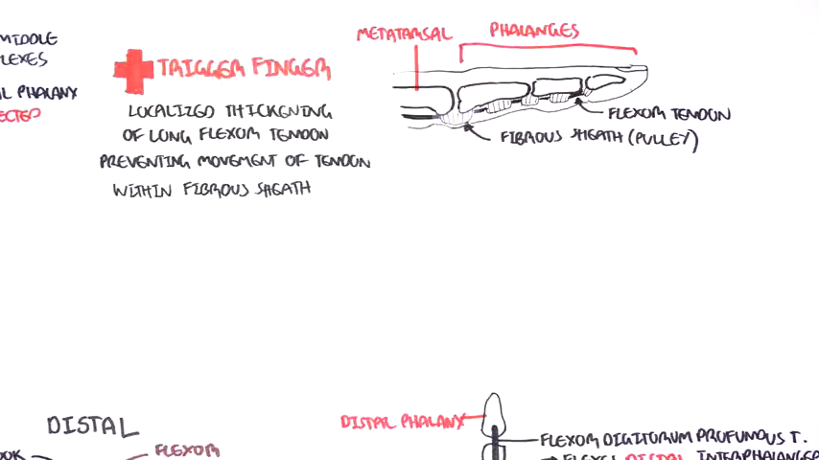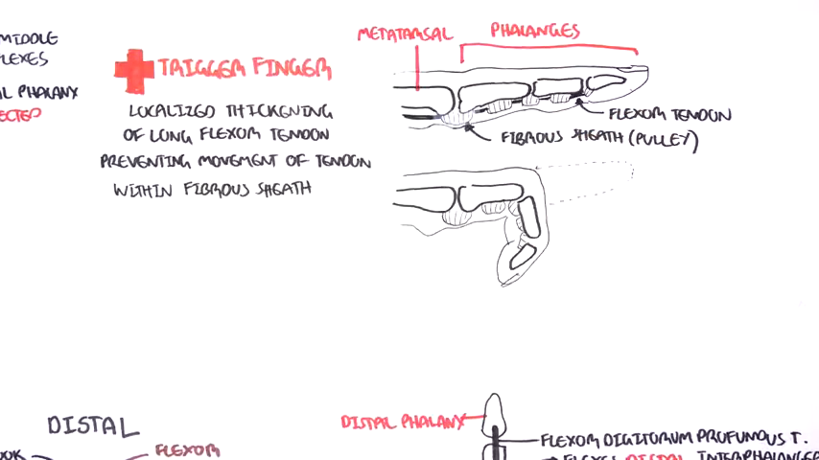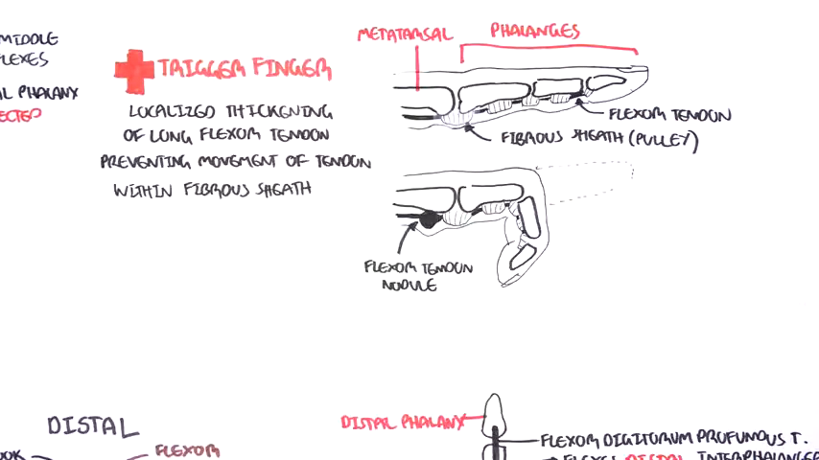A trigger finger is essentially where you have a nodule or thickening of the flexor tendon that runs under the fibrous sheath. And this causes a restrictive movement of that finger. In this case, the flexor tendon thickening or nodule is occurring in between the metacarpal bone and the proximal phalanx. This inhibits the flexion between the metacarpal and proximal interphalangeal joint.